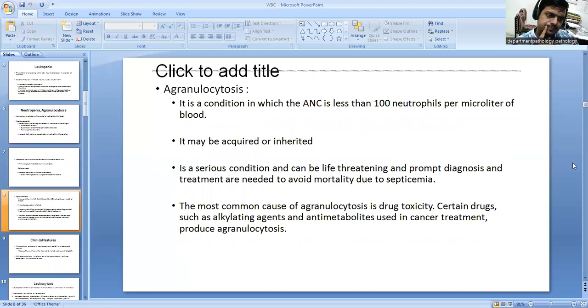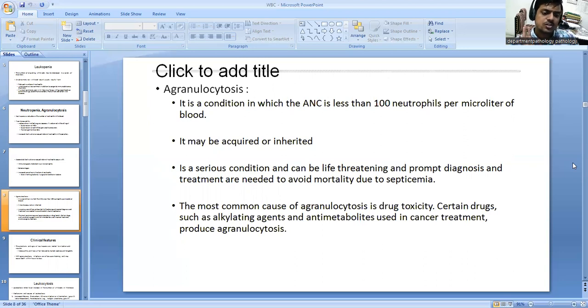Agranulocytosis is the condition in which the absolute neutrophil count is less than 100 neutrophils per microliter of blood. It may be acquired or inherited. It is a serious condition and can be a life-threatening one. Prompt diagnosis and treatment are needed to avoid mortality due to septicemia.